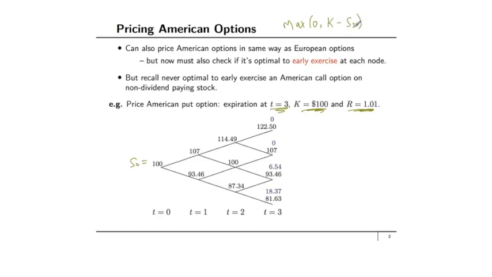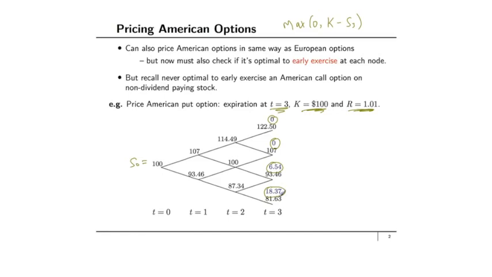The stock price at time 3 is 81.63, 93.46, 107, and 122.5. The strike is 100, so we will only exercise if the security price is less than 100. That's why we're going to get 0 up here, and we're going to get 100 minus 93.46 down here, and 100 minus 81.63, which is 18.37. So this is the payoff of the American option if we exercise at time t equals 3.